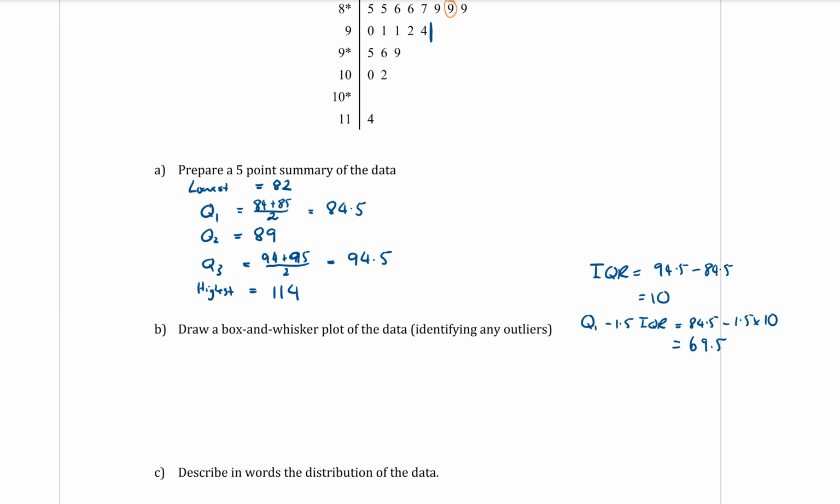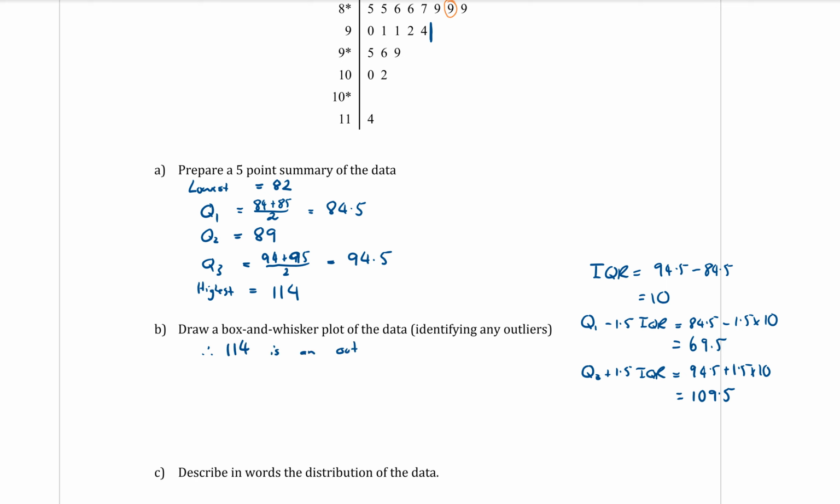Okay, let's try the upper end. Q3 plus 1.5 times the interquartile range. Q3 was 94.5 plus 1.5 times 10. So that is 109.5. So I definitely do, that 114 is an outlier again. So let's write that over here. Therefore, 114 is an outlier. Okay, so I've identified that.